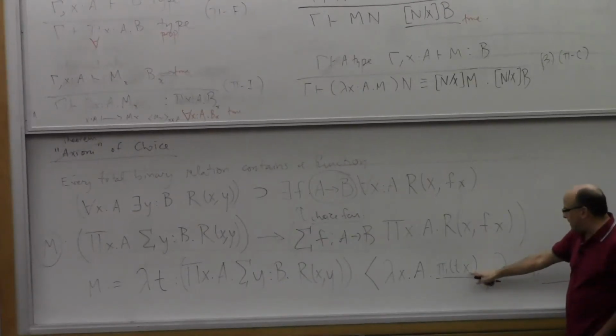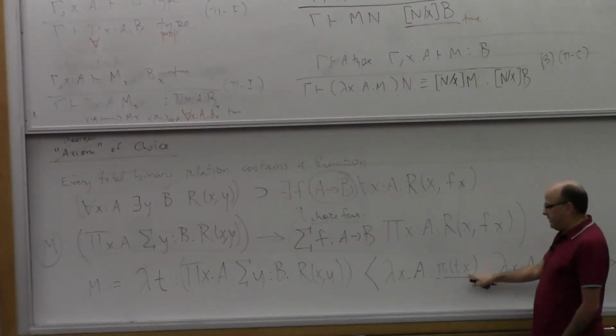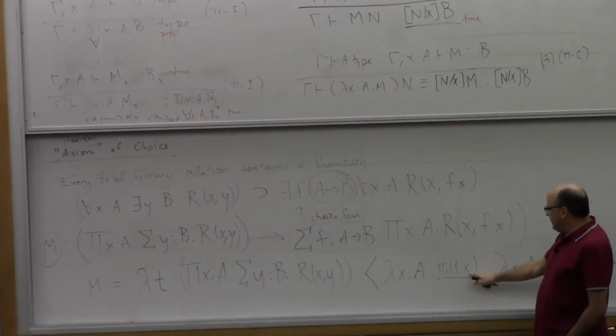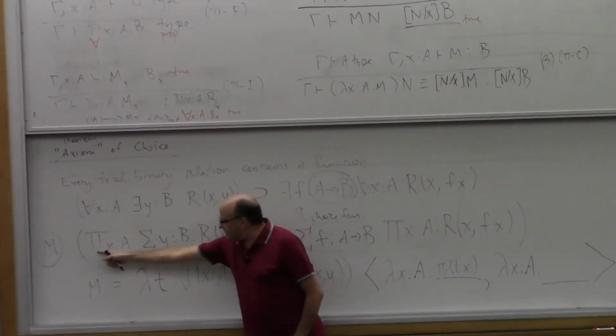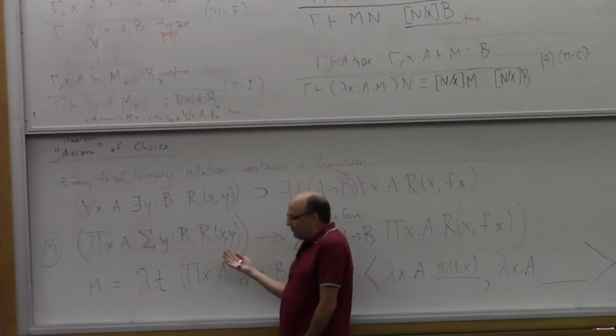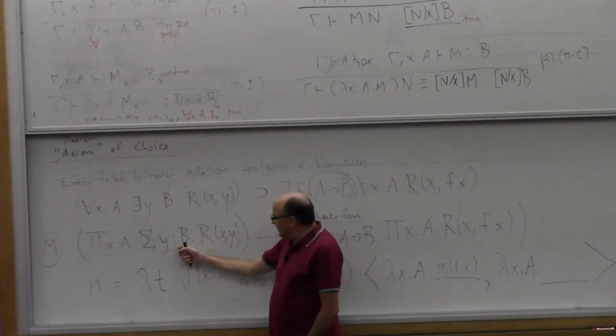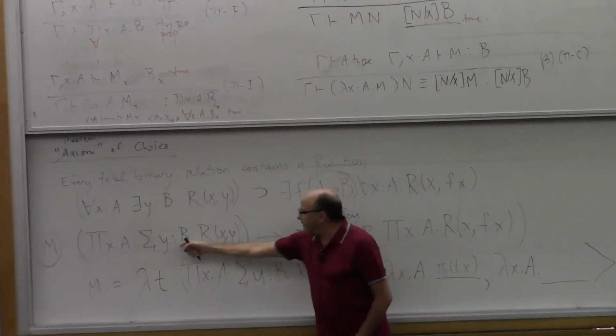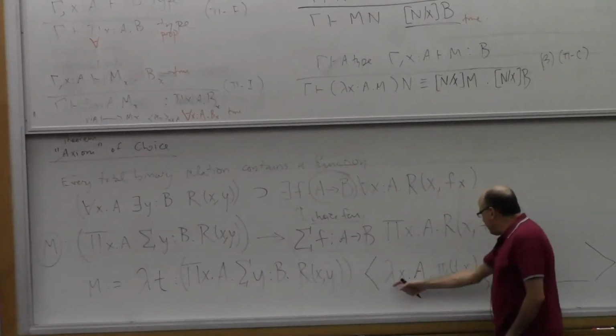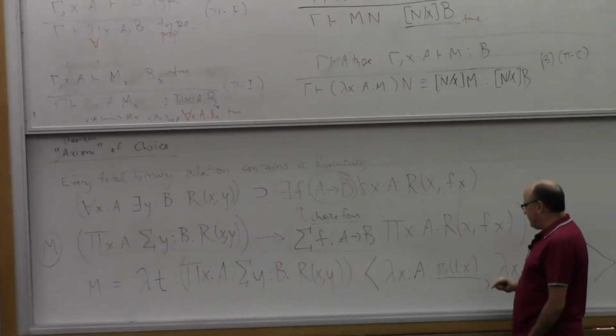Because if I take t, which is a proof of the totality of the relation, that's why I call it t, and I give it the particular x, the proof emits a witness and a proof that x is related to that witness by r. So let's pull that back out. That's pi 1 of t of x.